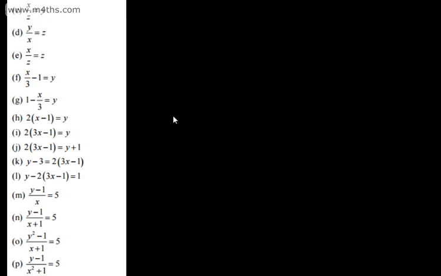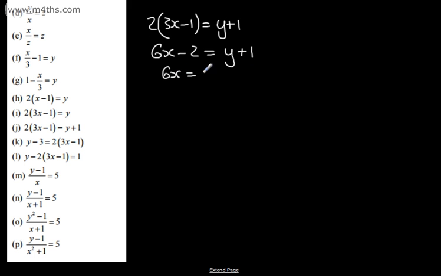Right, let's have a look at this one here. Not an awful lot different. So with this one again, you can divide both sides by 2 or you can expand the bracket out. I'm going to expand the bracket out because I think the final answer is going to look a little tidier. 2 bracket 3x minus 1 is equal to y plus 1. So 6x, expanding the bracket, minus 2 is equal to y plus 1. We want x by itself, so I'm going to add 2 to both sides. So that'll give me y plus 3. And then x is equal to y plus 3 divided by 6.